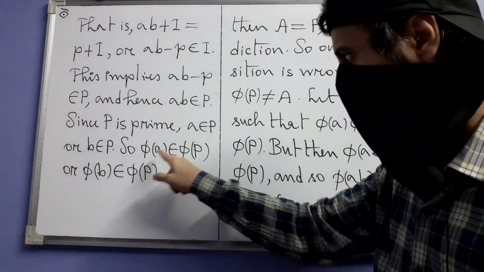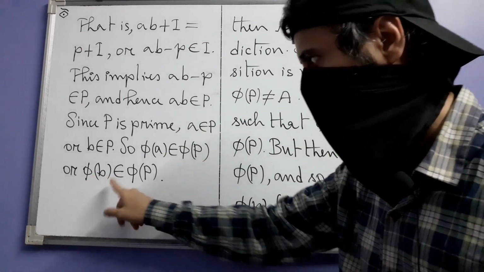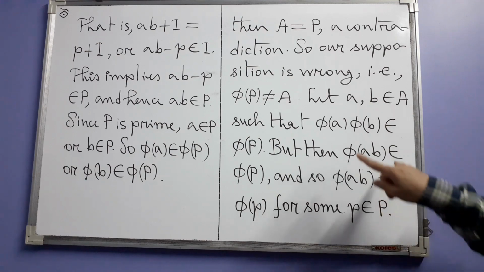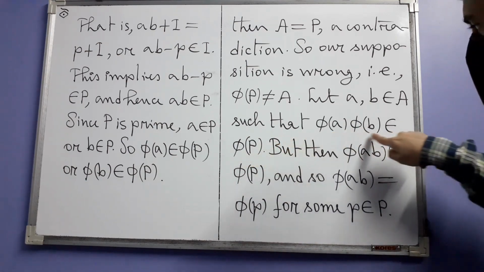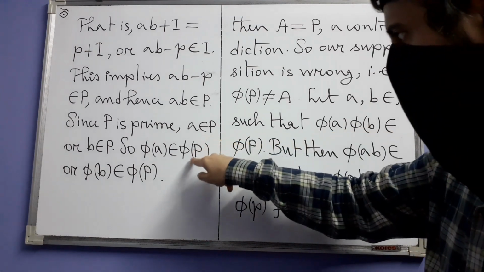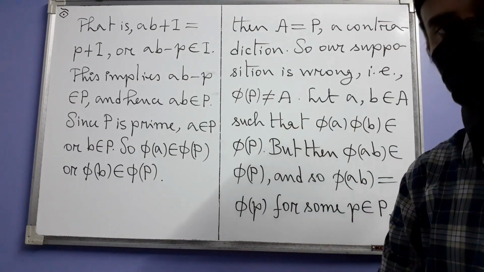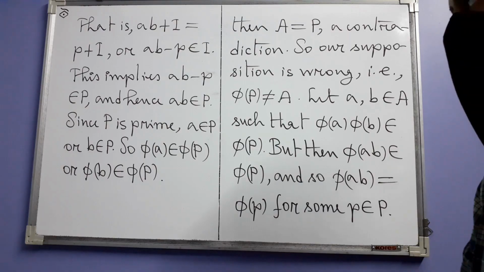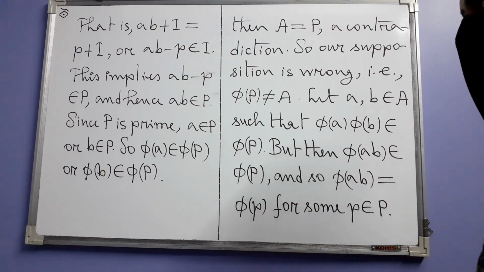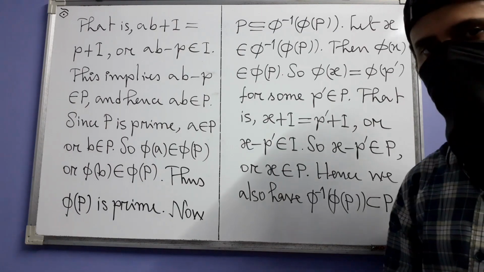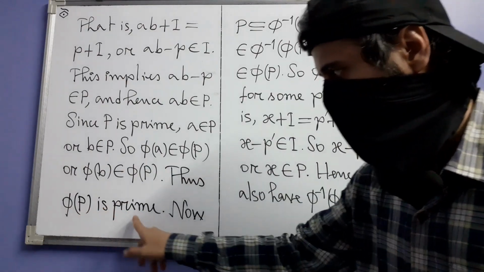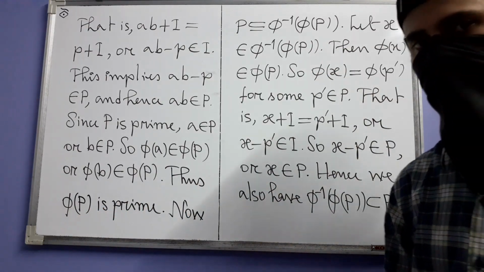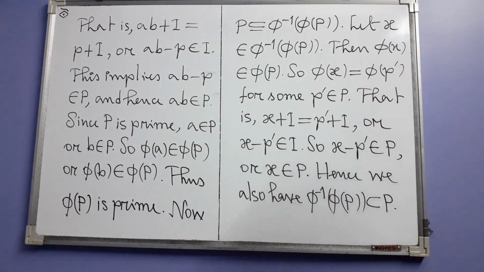So since P is prime, either A belongs to P or B belongs to P. But then either phi of A belongs to phi of P or phi of B belongs to phi of P. So this condition has led to this. So that means phi of P is really a prime ideal in the ring A slash I. So we write that, thus phi of P is prime, it's the prime ideal in A slash I.